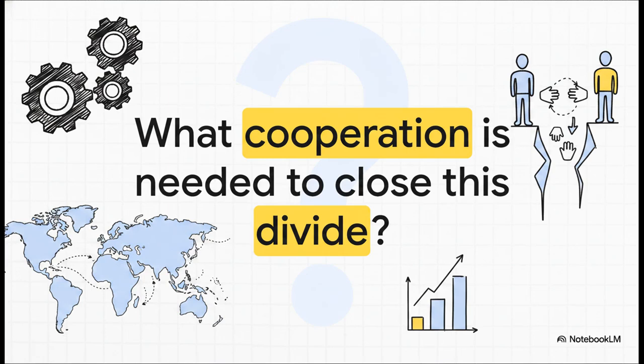As we wrap up this explainer, I want to leave you with a question to chew on. We've seen how income, infrastructure, and geography shape human survival. The data doesn't lie. So if global health is fundamentally a story of inequality, how can we, as a global community, ensure that geography no longer dictates destiny? What kind of unprecedented cooperation is it going to take to finally close this devastating divide?